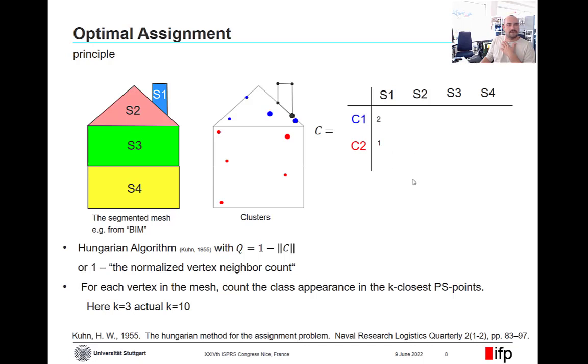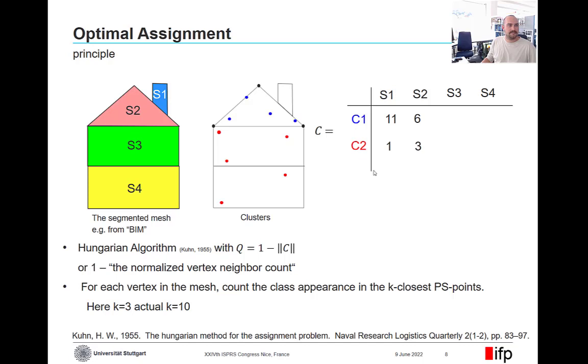So 2, and 1. And then we add to that the 3 closest neighbors for this vertex, so 3 and 0 for the red cluster, and for this vertex 3 and 0 for the red cluster, and 3 for this one as well. So in total it is 11 for the blue cluster and 1 for the red cluster. And we can do that now for the next segment.